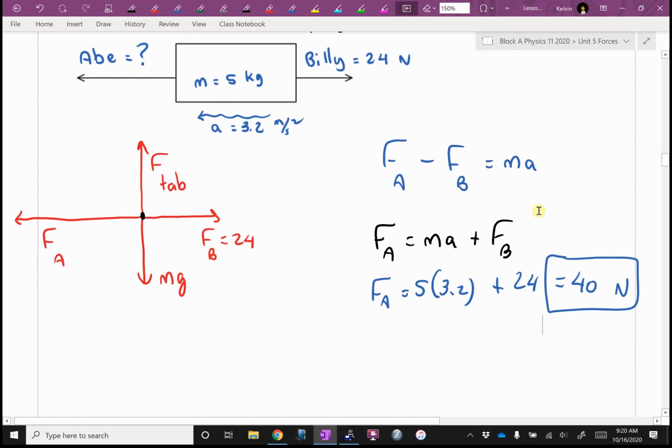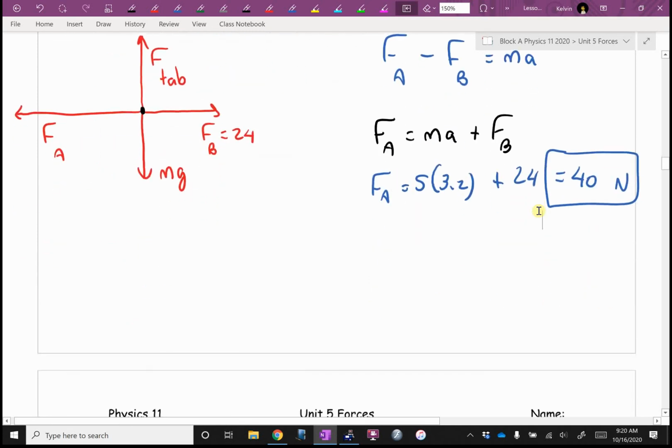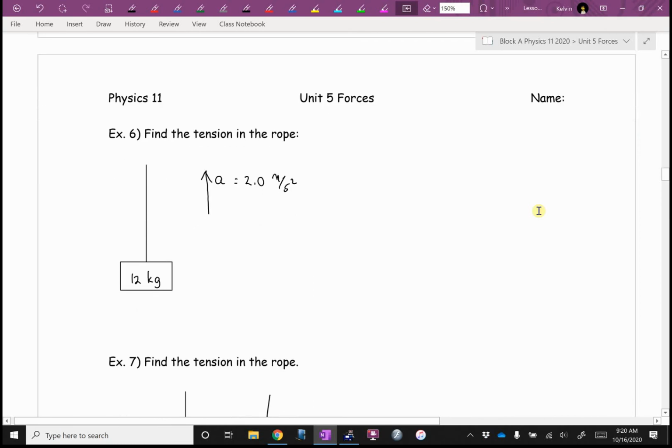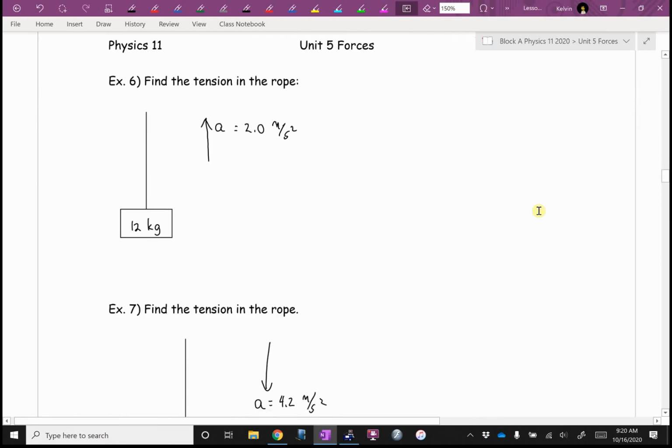Next page. I like example 6. Example 6 is a nice question. I like example 7. Example 7 is a nice question. I probably like example 8 too if it includes a rope and a mass and tension. I can't remember. Okay.